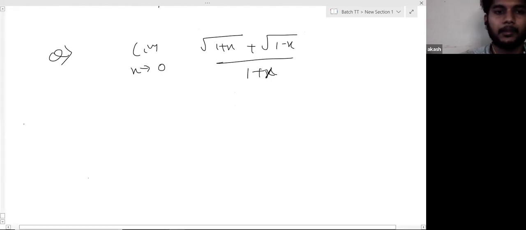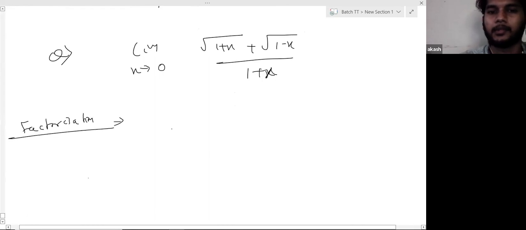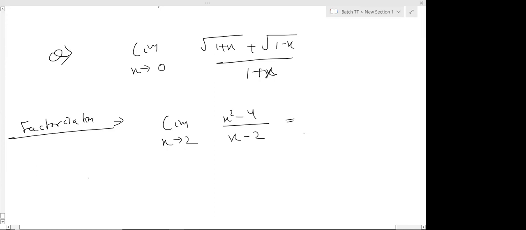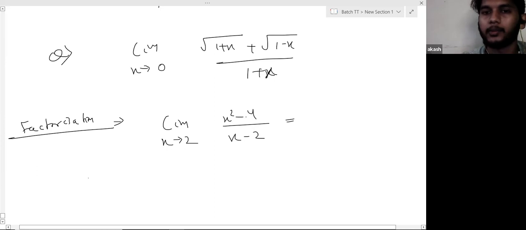All right. The second is factorization. Suppose I give you limit x tending to 2, x square minus 4 upon x minus 2. What is the first step? To put direct substitution in use. So putting x equals to 2 here, what do we get? 0 by 0 form. The numerator is 0, denominator is 0, right?